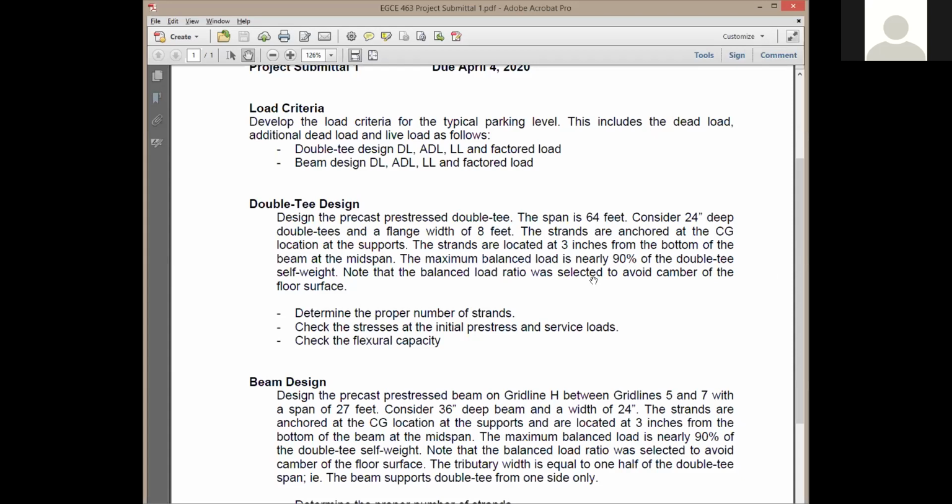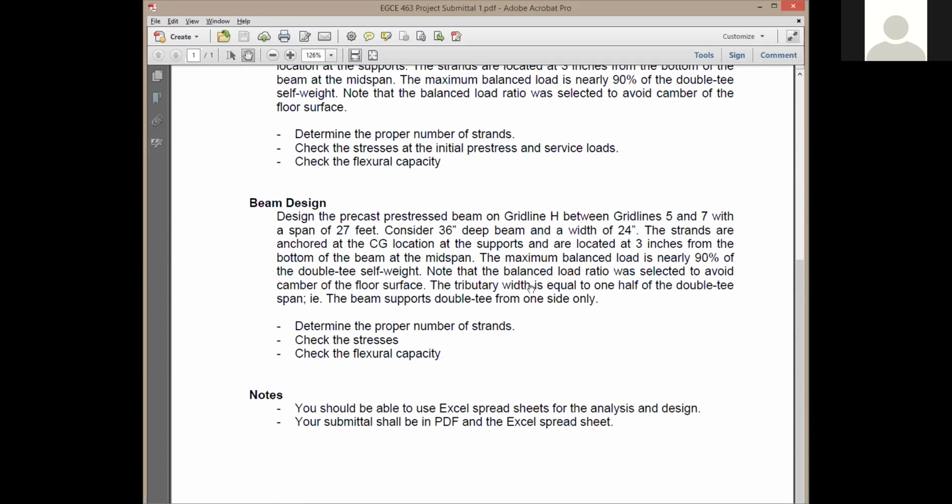Yes. I mean, does it say here anything about the use of a spreadsheet? Yeah, it says you should be able to use a spreadsheet or any software. If you are able to find any software, I mean, you should be fine. You should be able to use it. And your submittal here needs to be in PDF, right? And the Excel spreadsheet, if you're going to be using one.